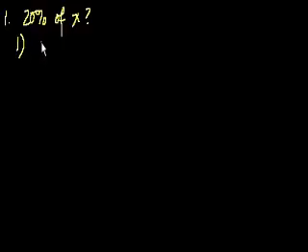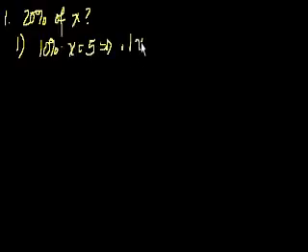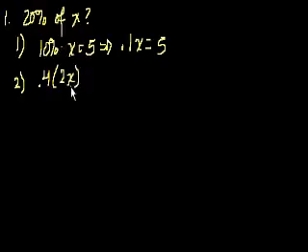So we could say that as 10% times x is equal to 5. Or another way we could write that is 0.1x is equal to 5. And then the second data point, I guess we could call it, is 40% of twice the number is equal to 40. So 0.4 times twice the number, so times 2x, right? We chose x as our number, is equal to 40.